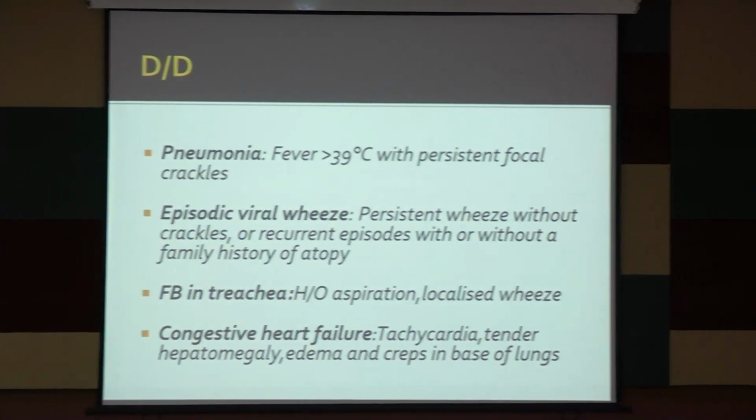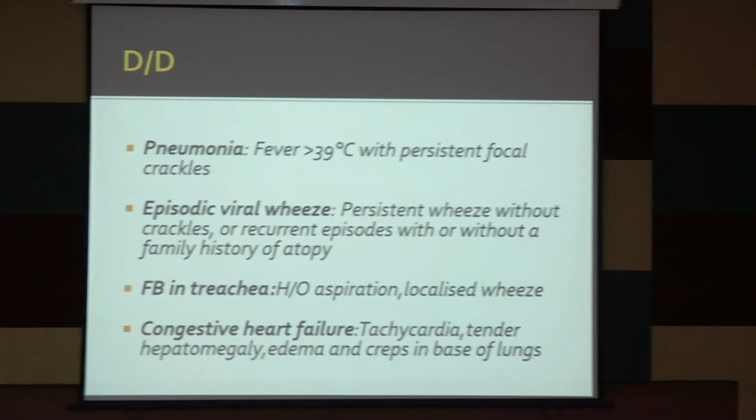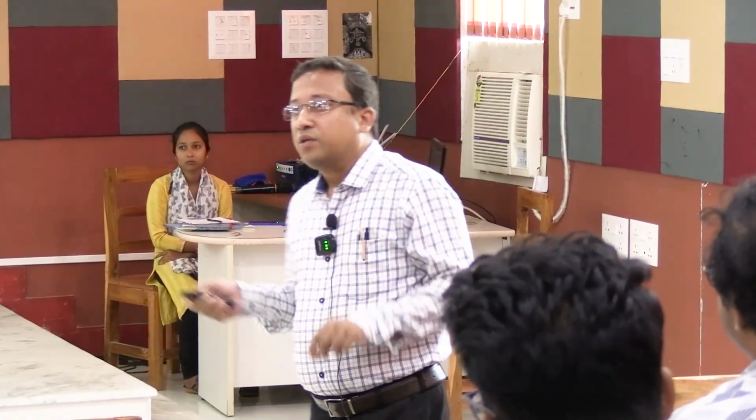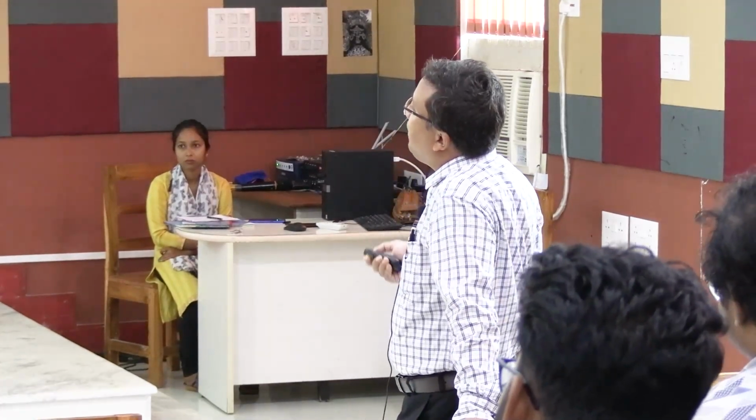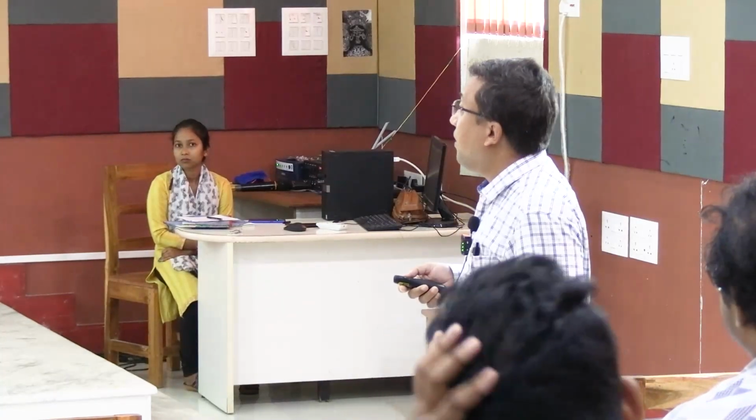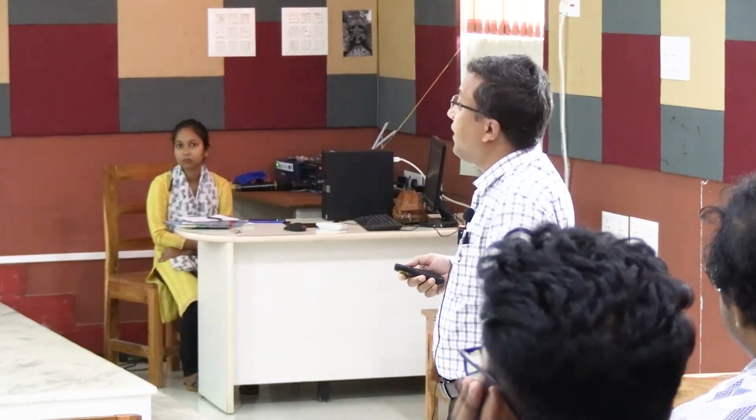Then what are the differential diagnoses of bronchiolitis? First, pneumonia. You have already seen that the pathology is very closely related, bronchiole and alveoli. So the symptoms are also closely related, but my dear students, there are so many clinical pointers by which you can differentiate a case of bronchiolitis from a pneumonia. Pneumonia is a very closely related diagnosis, but here the fever is one of the most important differentiating points. Here you will get a very high grade fever with persistent focal crackles.